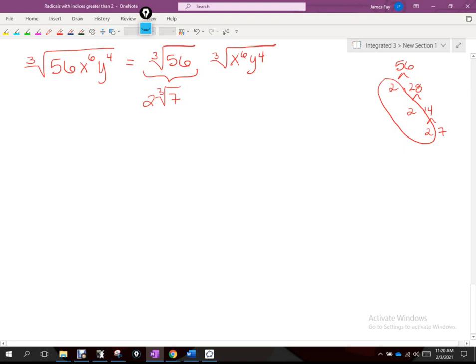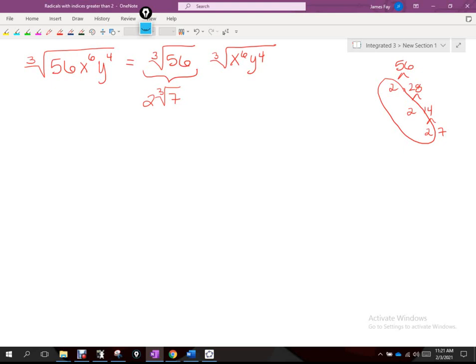Did you get 56 to go down to 2 times 2 times 2 times 7? So then that group of 3 2's can come out as a 2, and the 7 stays underneath the cube root. Okay? Now, we're going to play kind of a game. I'll show you at least the long way of doing this, and then hopefully that can transition into the shortcut.